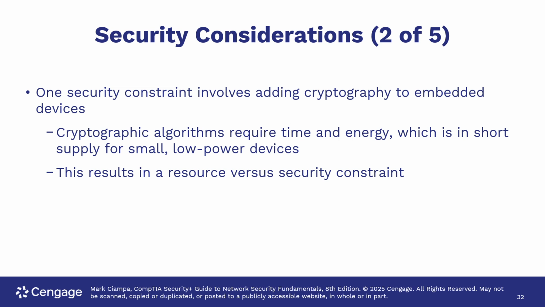One security constraint involves adding cryptography to embedded devices. Cryptographic algorithms require time and energy, which is in short supply for low power devices. This results in a resource security constraint.